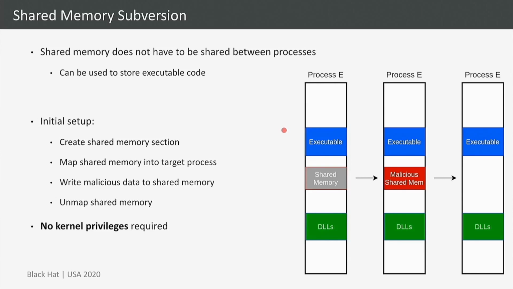So what the attacker does is he creates a shared memory segment, puts his malicious code in there, and then in the first step unmaps it, so it's not visible anymore. And then after that, anytime he wants to use it, he will remap it again. One major advantage of this technique is that it doesn't require any kernel privileges, so it can be used solely with standard user privileges.